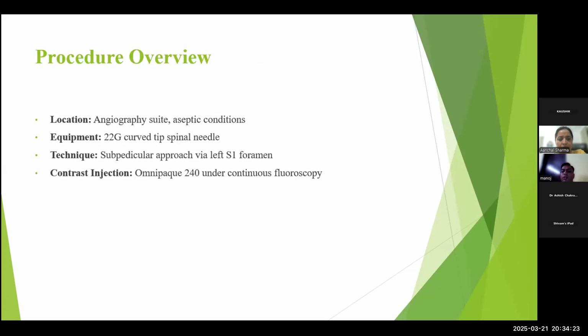Patient was taken into the angiographic suite, and under all aseptic conditions, after giving local anesthetic on the desired side, a 22-gauge curved-tip spinal needle was introduced using a subpedicular approach at the left S1 foramen. And then after reaching the position on lateral and AP view, contrast Omnipaque 240 was given under continuous fluoroscopy to rule out any vascular spread or incidental finding.